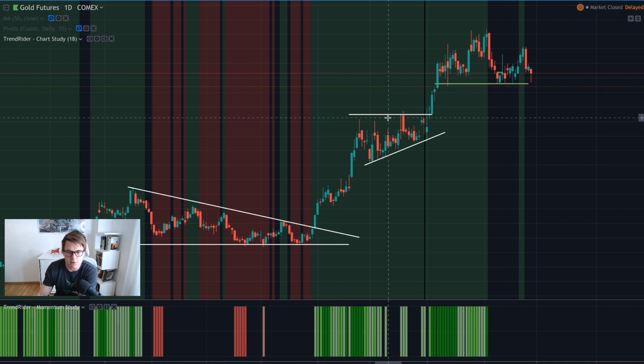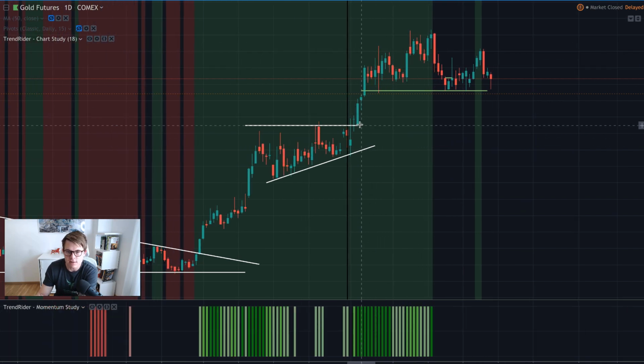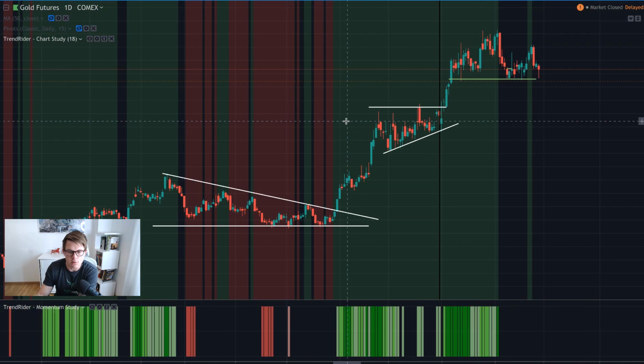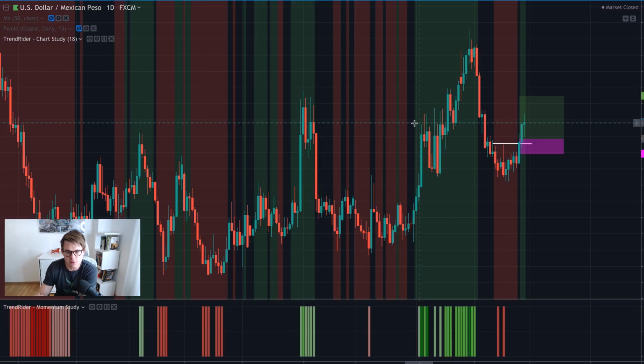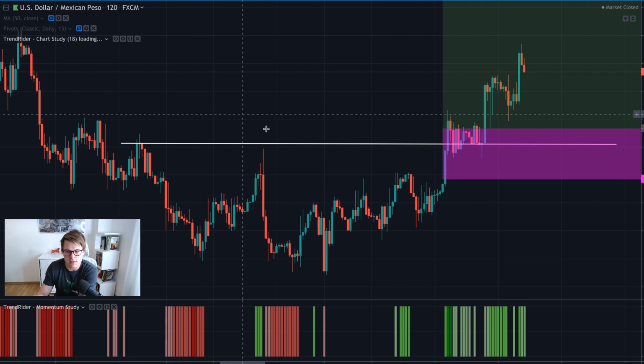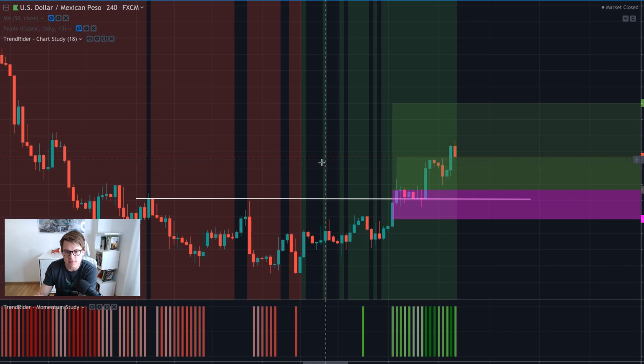Here you could have easily gotten into a new re-entry. So the market again traded sideways for a little bit, and then on the next breakout here with the gap breakout, the trend rider turned green again, gave you the light, and now you could have traded it for another 100 points or so if this would have worked out. So this is basically how you can use the trend rider across all the different time frames, across all the different markets.